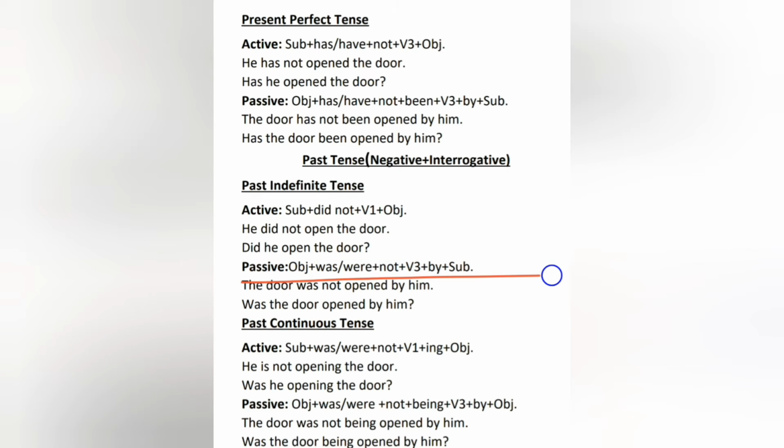The passive voice is object, was, were, and we'll add a not, with third form of verb followed by and subject. For example, the door was not opened by him. Was the door opened by him?